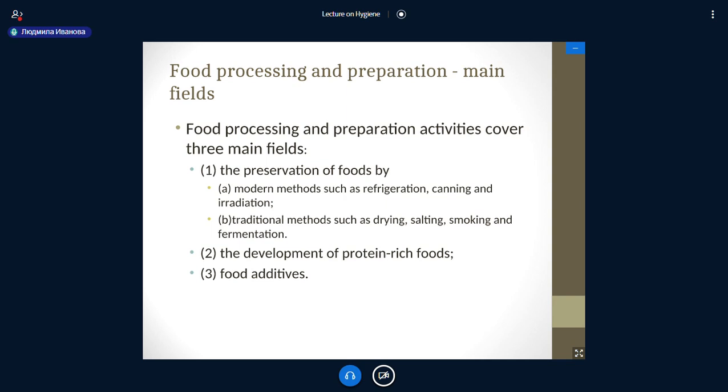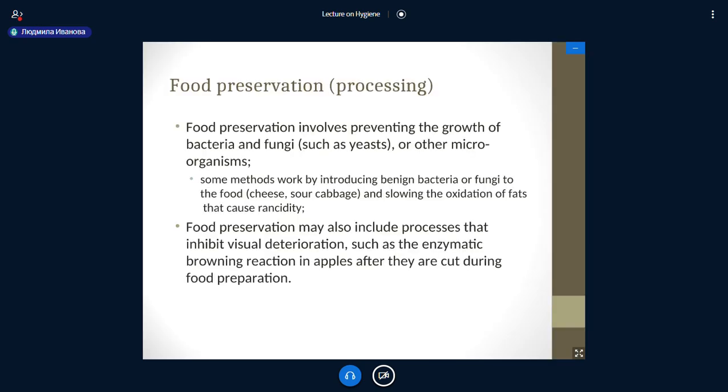This project of formulation. And of course, food additives in order to increase the stability, the color, and the taste of foods. Food preservation involves preventing the growth of bacteria and fungi. And some methods work by introducing bacteria and fungi. This is fermentation, for example. It also involves slowing the oxidation of fats that causes rancidity.